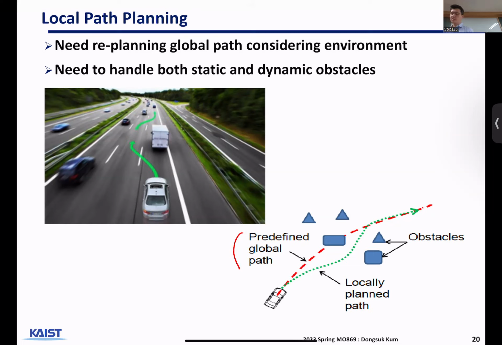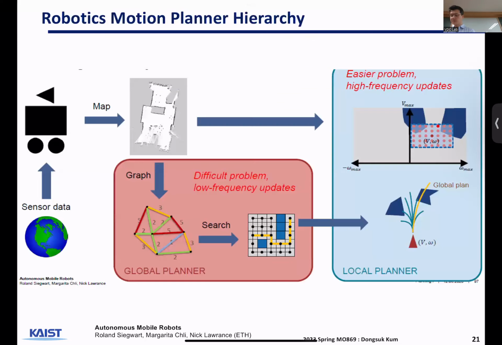Dynamically. So we need to replan, and we need to handle static and dynamic obstacles. And this is a motion planner hierarchy taken from a robotics text or lecture notes. And you can see some similarity between the architecture that we introduced and this one.